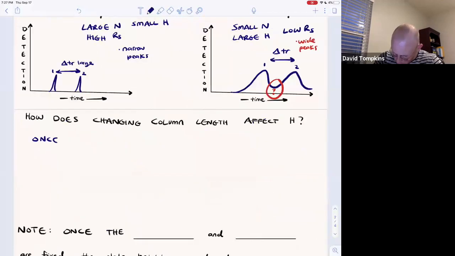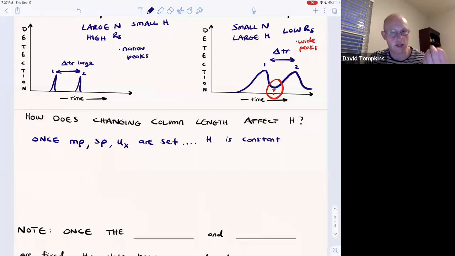So once the mobile phase is selected, the stationary phase is selected, and the linear flow rate, once all of those are set, then the plate height is constant. If you buy your column, your stationary phase is already in it. It is fixed. You can't change it. Once you select your solvent for your mobile phase or your carrier gas in gas chromatography, that's fixed. The only thing you can modify is the flow rate. And if you've set the flow rate at a constant value, then the plate height is not changing. Or this is an intrinsic value.